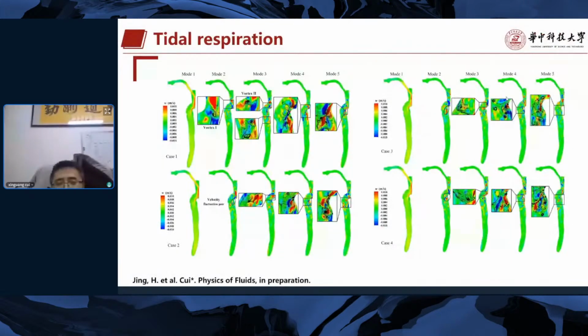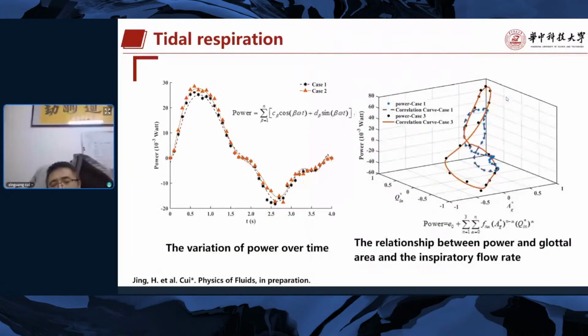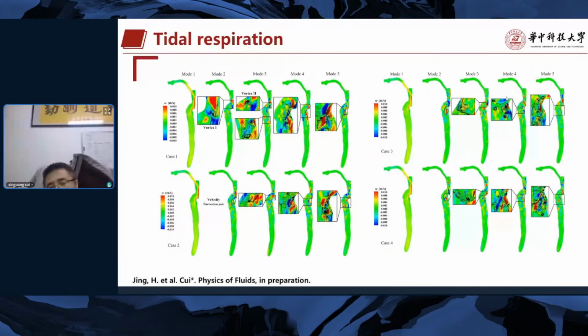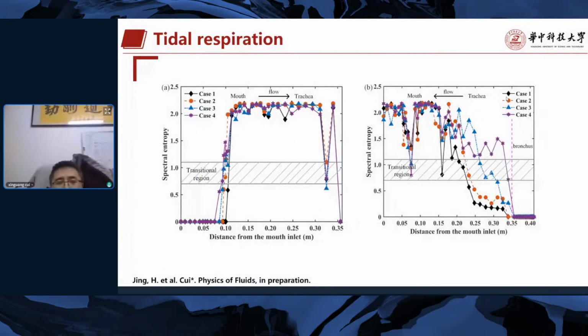Maybe next time. We tried to publish this recent part of the work, but it was rejected many times. I think maybe in that work we talked too much about the flow field, and if there's an opportunity next time, I will introduce more on the research of tidal respiration.